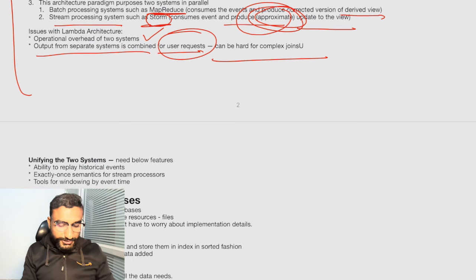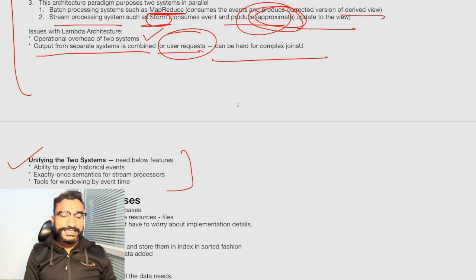So what you can try to do is unify the two systems, and the system needs the below features.